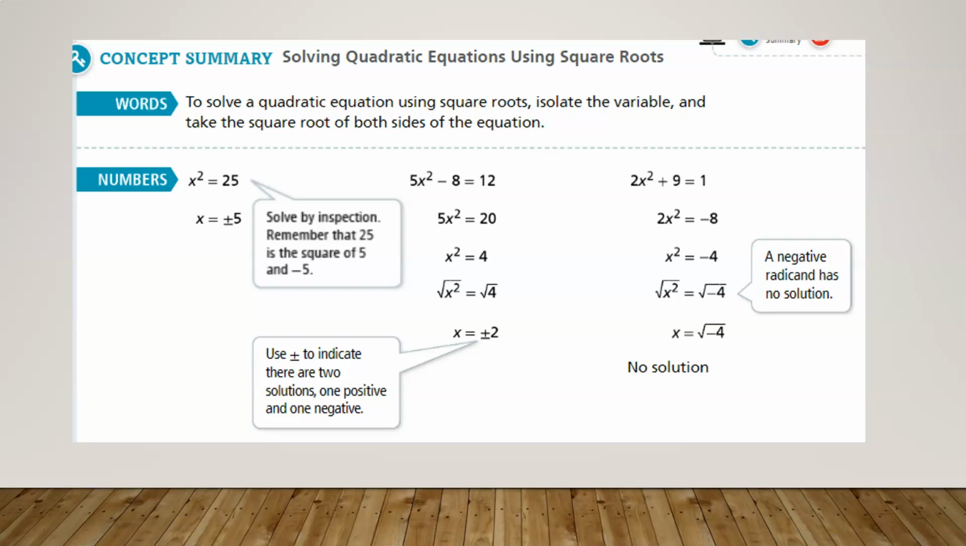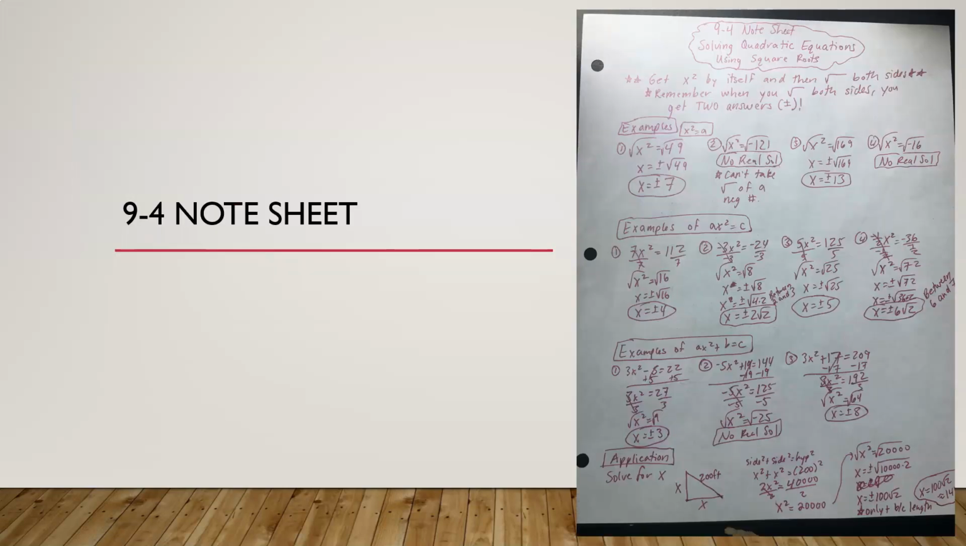Okay, so to summarize, again, you're going to have 3 types of problems. Just x squared equals a number, and then you could have all the pieces going on. We show some examples here, and then don't forget, if you have a square root of a negative, it is no solutions. Okay, remember, if you have solutions, we have to use the plus or minus to indicate that there's a positive and negative.